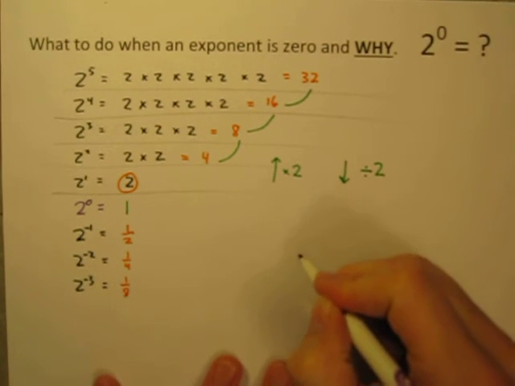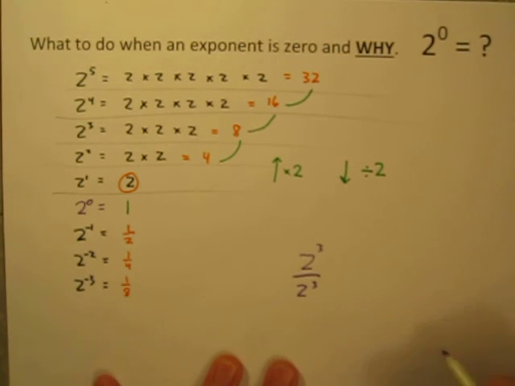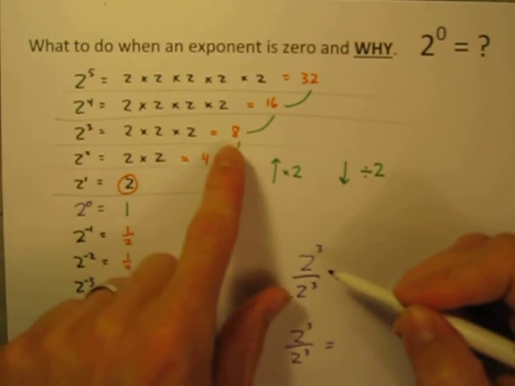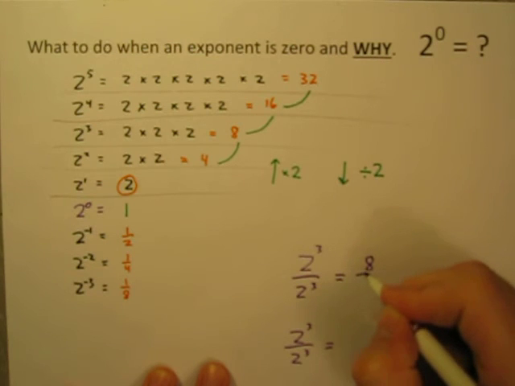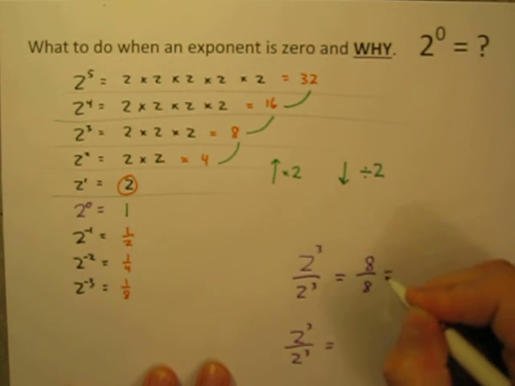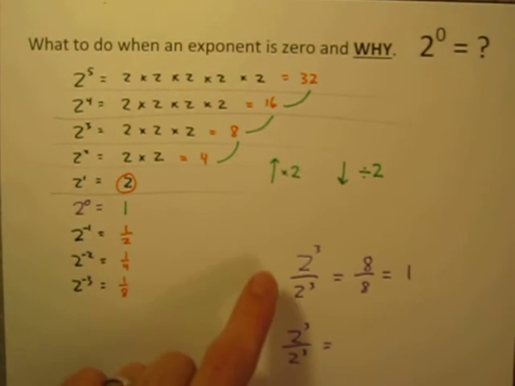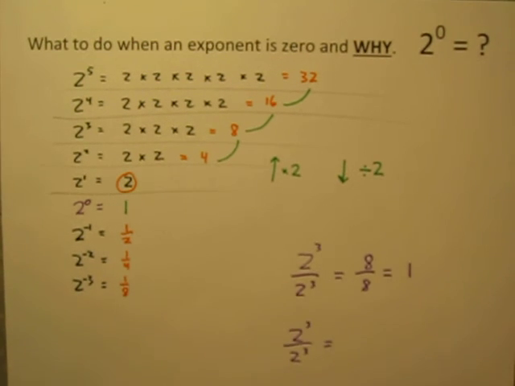And if I have 2 to the 3rd power divided by 2 to the 3rd power, let's look at that same problem twice. I know 2 to the 3rd power is 8. It's 2 times 2 times 2. So that's 8. So this problem becomes 8 divided by 8. And there's no controversy here. 8 divided by 8 is exactly 1. So I think everyone can easily agree that 2 to the 3rd power divided by 2 to the 3rd power is 1.